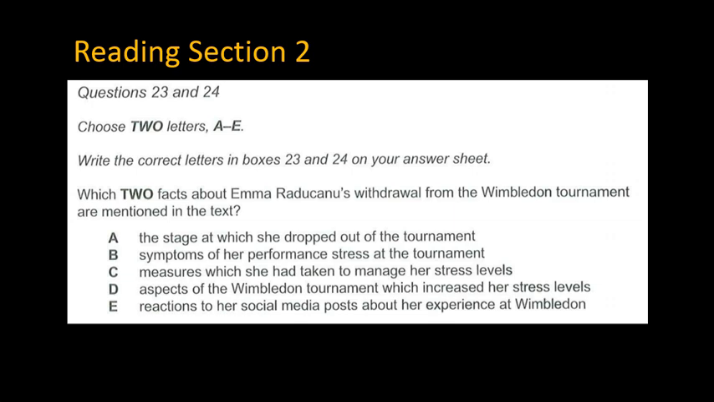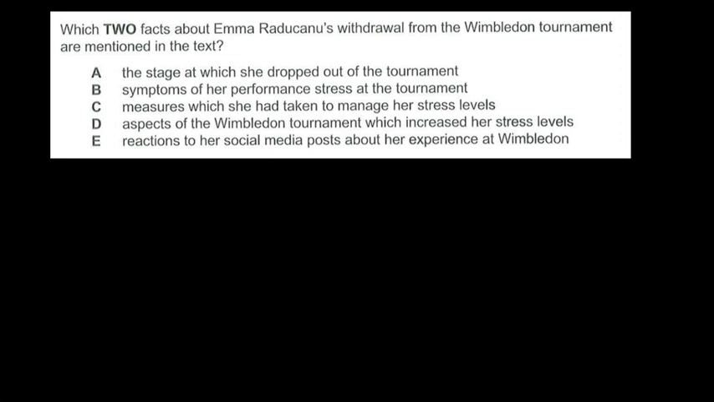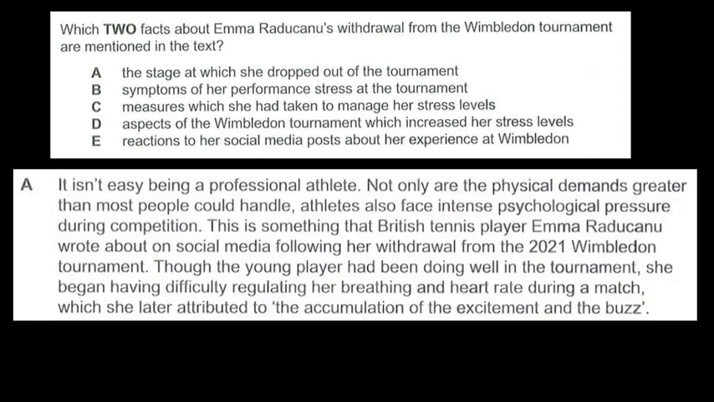23 and 24. Here we have 5 options and 2 of them are correct answers. Now for this type of question, if, for example, the 2 correct ones are A and B, you can write A and B, or you can write B and A. So it doesn't matter which way round you write them for 23 and 24. Both will be acceptable. The question says, which 2 facts about Emma Raducanu's withdrawal from the Wimbledon tournament are mentioned in the text? Now we saw Emma Raducanu mentioned in paragraph A, so let's get that back up. 2 of these are mentioned in there and 3 are not.